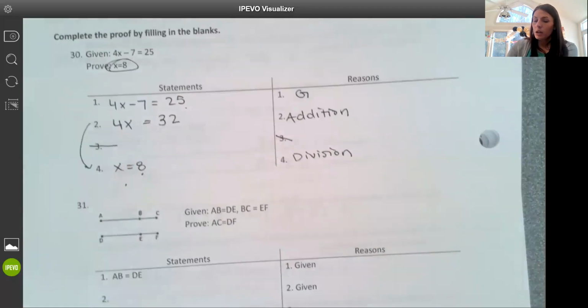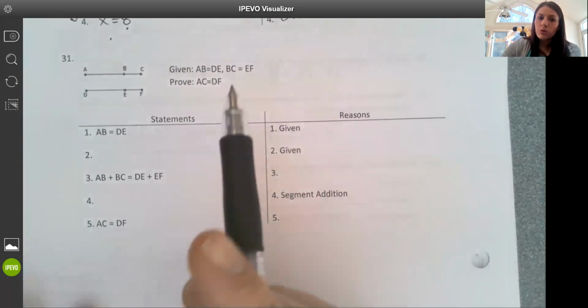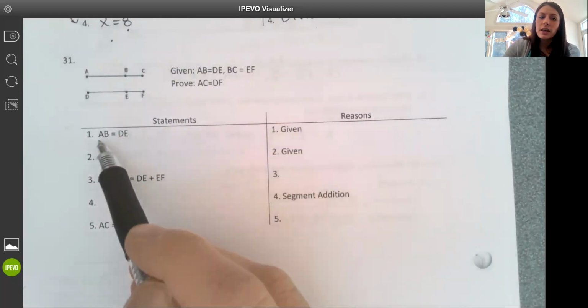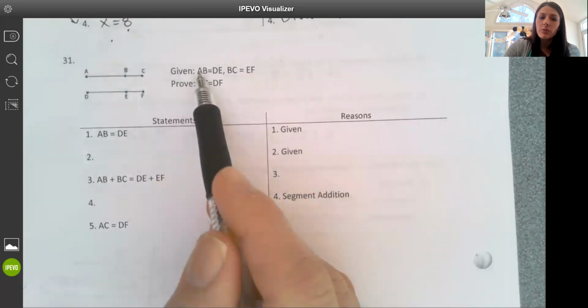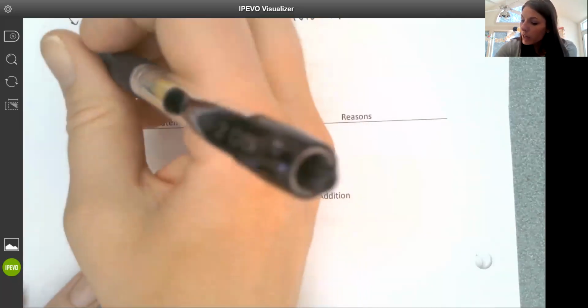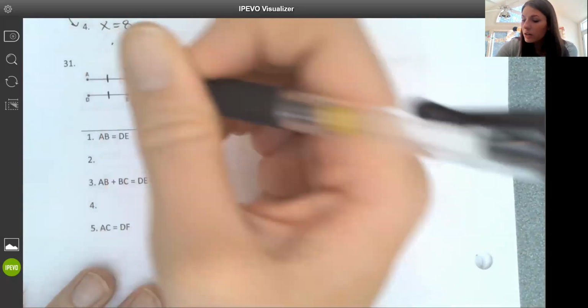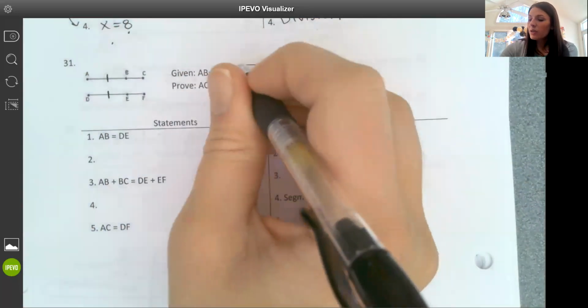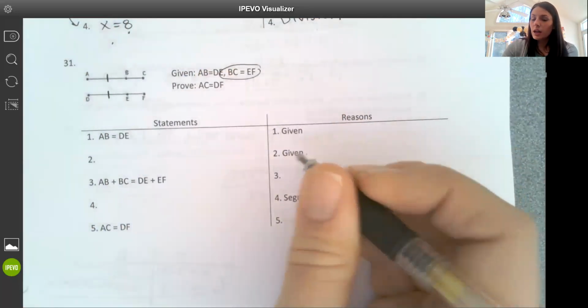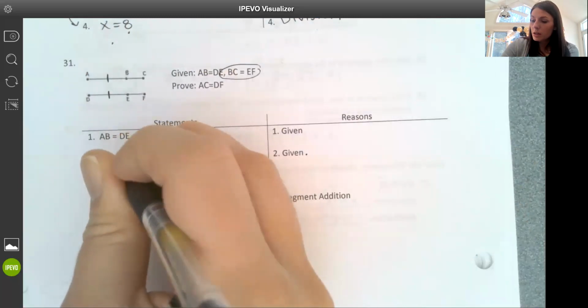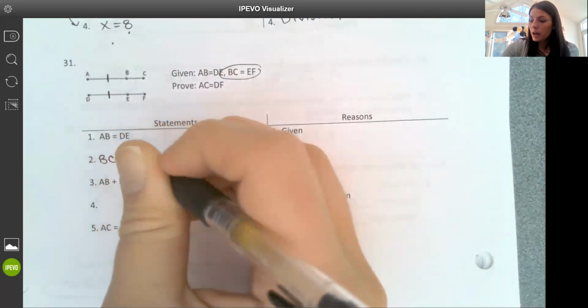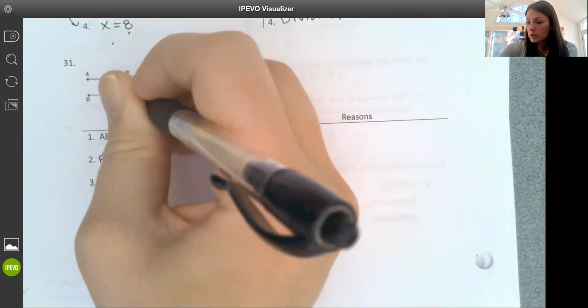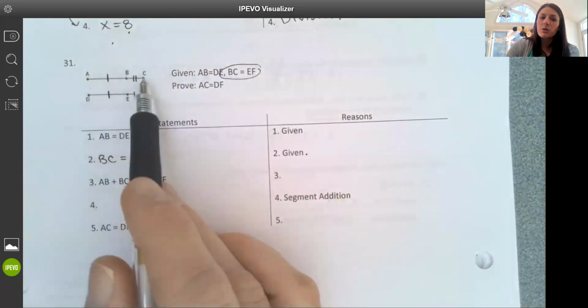Okay. Now, our geometry proof. So starting with the givens, AB equals DE given. I'm going to mark that. AB and DE are the same length. We have another given here. So it says given again, that's BC equals EF. So remember with my givens, I want to mark that.